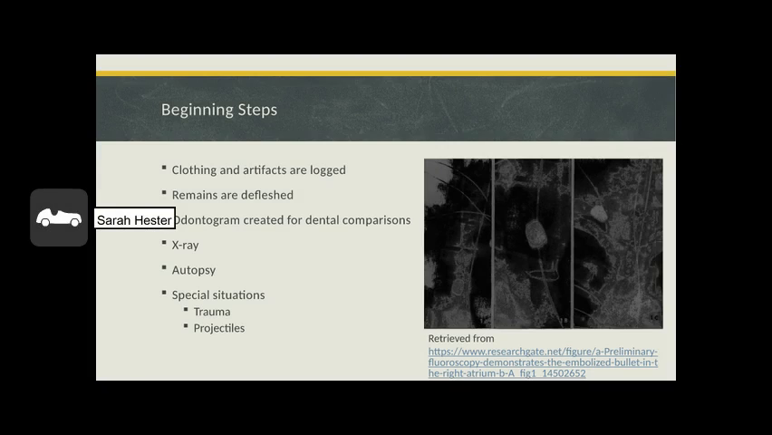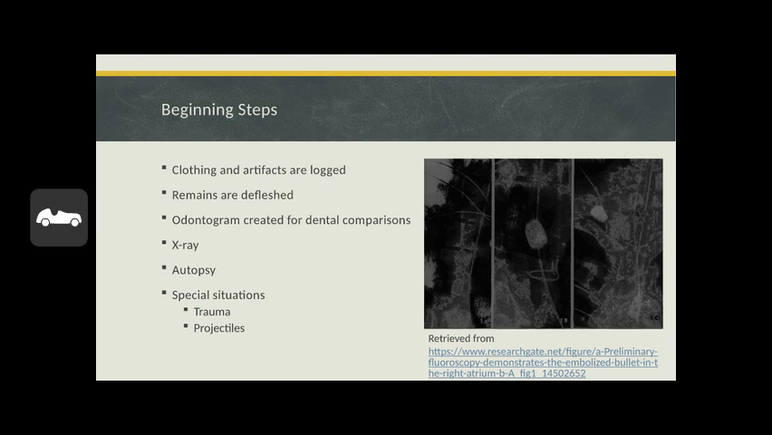Once the remains are in the lab, any clothing or artifacts that are found with the remains are logged. If necessary, remains are defleshed, generally using a high-pressure water hose. An odontogram, which will be discussed in more detail later, is created for dental comparisons. The skeletal remains are then x-rayed. An autopsy is conducted to determine cause of death if possible.